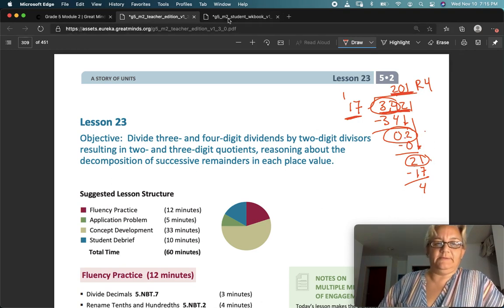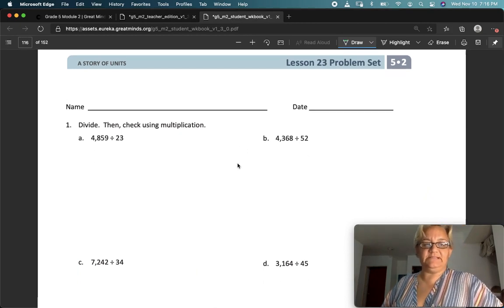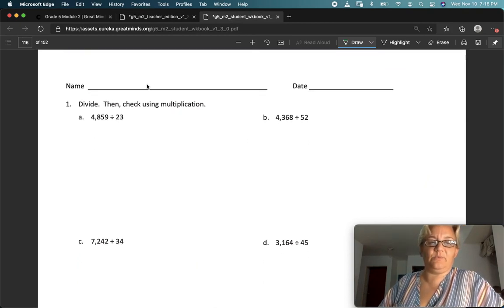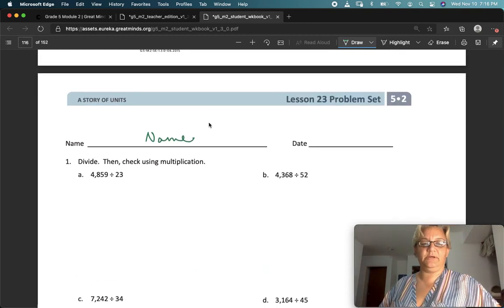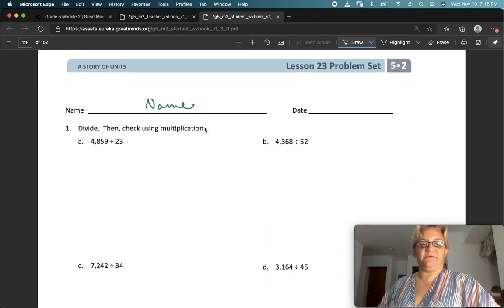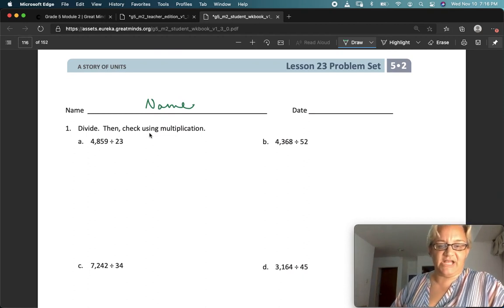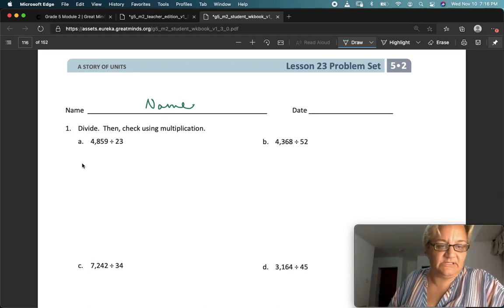All right. Not too difficult, just further extending what we've already been working on. So please write your name on the paper. We're in our Learn book, Lesson 23, number 1. Divide, then check, using multiplication. So I'm going to try and write a little bit smaller because I do know that this is going to go down for a bit.